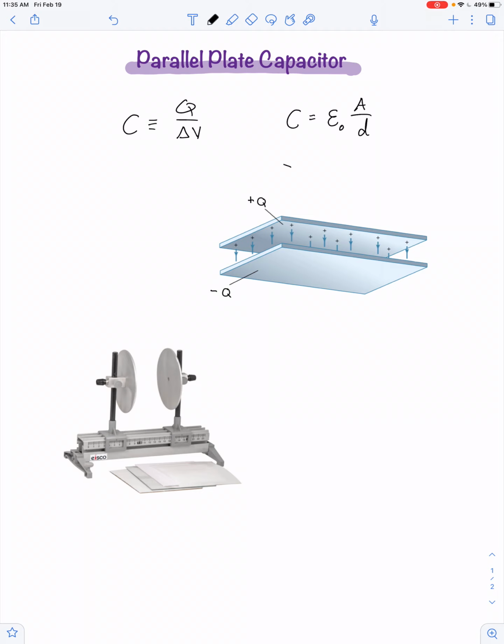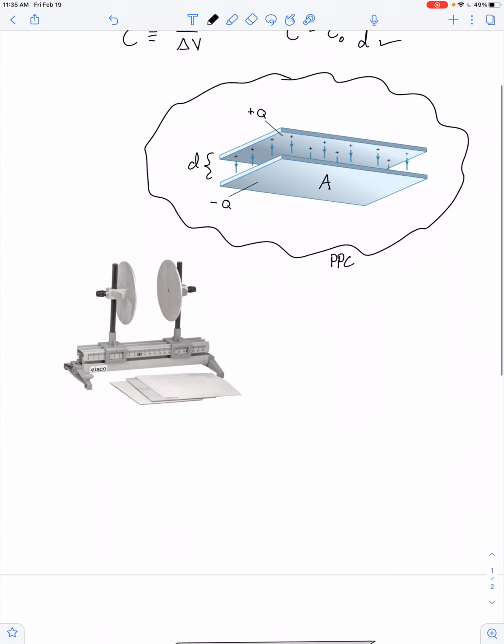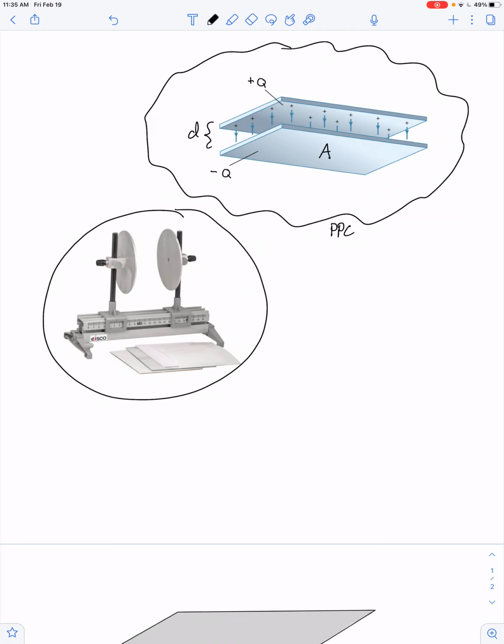So let's say that the parallel plates that form a PPC in this example have a surface area of A and are separated by a distance D. Here's another example where the plates, instead of being rectangular, so clearly the area in our first example would be length times width. Here area would be pi r squared. But still, whether the plates are rectangular or circular, the capacitance is the permittivity of free space, 8.85 times 10 to the negative 12th.